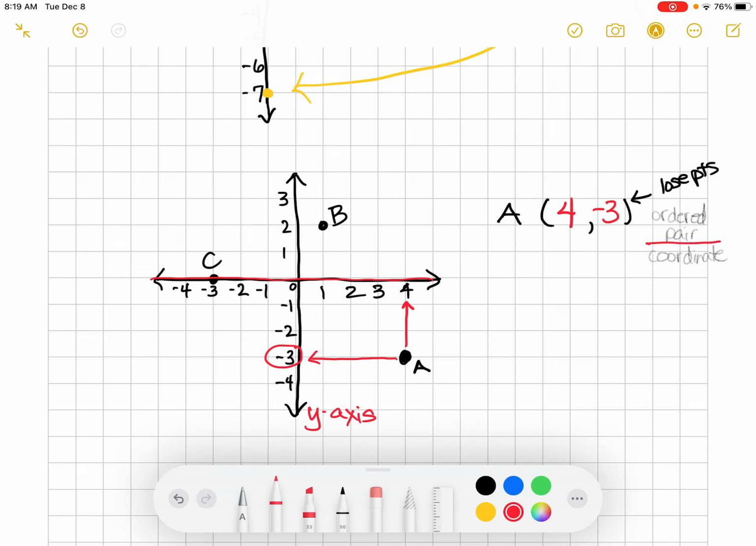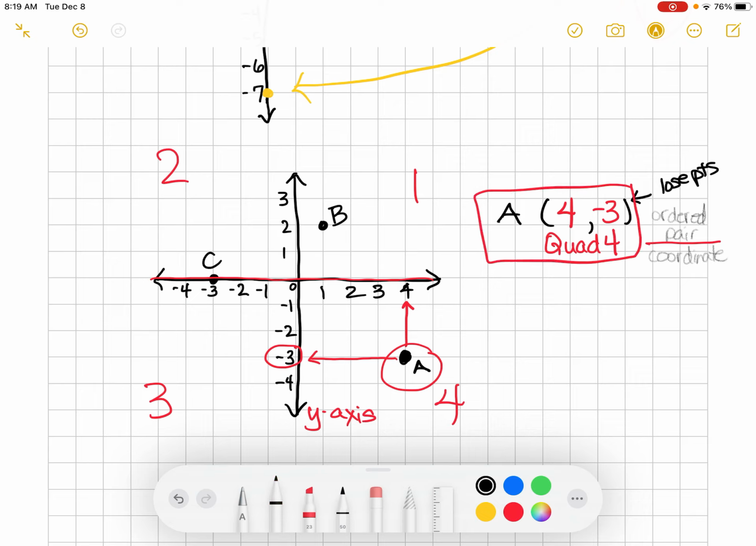Okay, and then it wants to know what quadrant. So it's saying which quadrant is this A in. So remember, this is 1, 2, 3, 4. So you would write quadrant 4. And that's your answer for A. Okay, let's look at B. Okay, I want an ordered pair with X first and then Y. Go ahead and try this one on your own. And go ahead and try C also. And then come back to me. So hit pause and write out B and C.